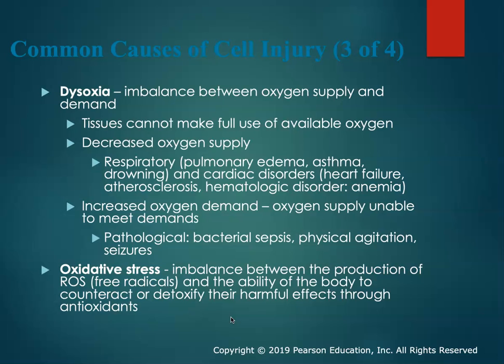Another term here: dysoxia. Okay. So dysoxia is an imbalance between oxygen supply and demand. It says tissues cannot make full use of available oxygen, or there's a decreased oxygen supply. So you'll see this dysoxia in respiratory disorders, right? Pulmonary edema, asthma, drowning, cardiac disorders, heart failure, atherosclerosis, anemia, okay? And again, it's the idea that there's an imbalance between oxygen supply and demand, okay?